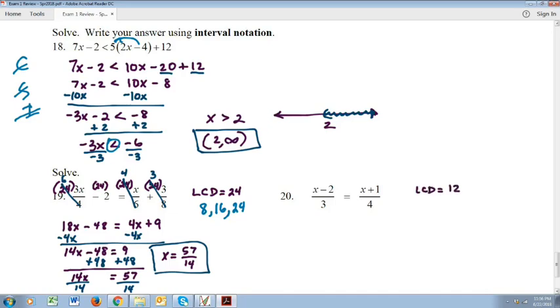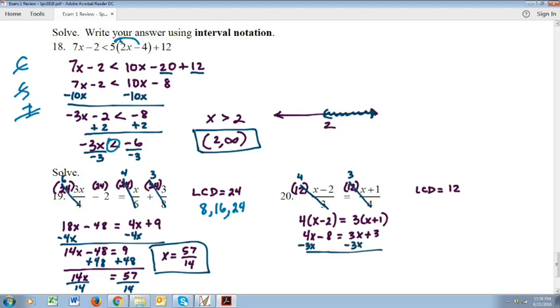So here our LCD is 12. So we'll multiply each side by 12. And 12 divided by 3 is 4. Now be careful here. You've got to multiply that 4 times the numerator, x minus 2. We're going to have to distribute here. On the other side, a similar thing happens. 12 divided by 4 is 3. And again, we're going to have to distribute the 3 times x plus 1. So I like to do this in 2 steps. Now let's go ahead and do the distributing, and we end up with 4x minus 8 equals 3x plus 3.